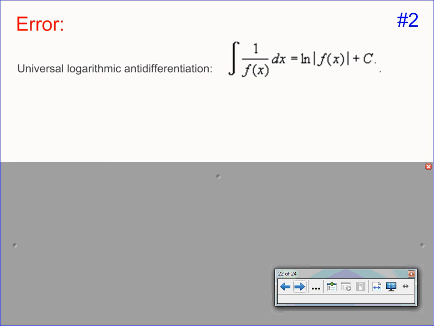Number 2, now we're to the biggies. Universal logarithmic anti-differentiation. What? This is a top 10 student error. Got the number 2 spot. So what's wrong with the integral of 1 over f of x dx is the natural log of absolute value f of x closed bars plus c? Isn't that when they remember their bars?